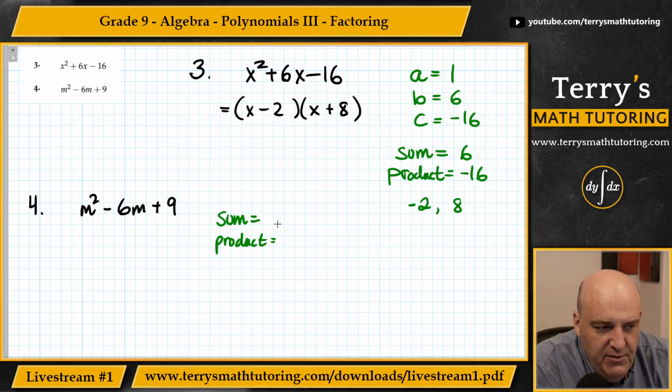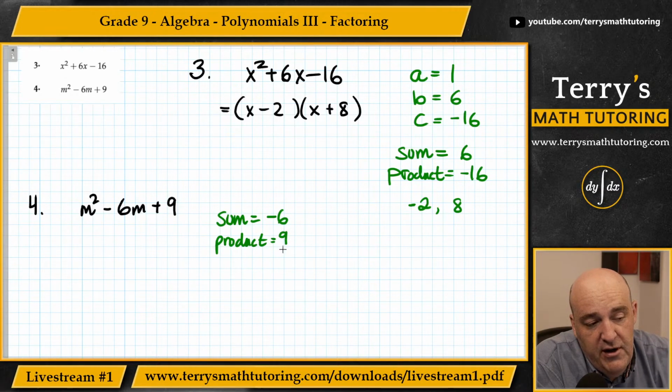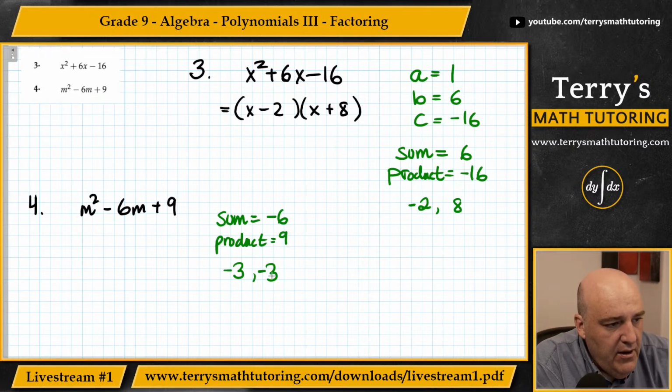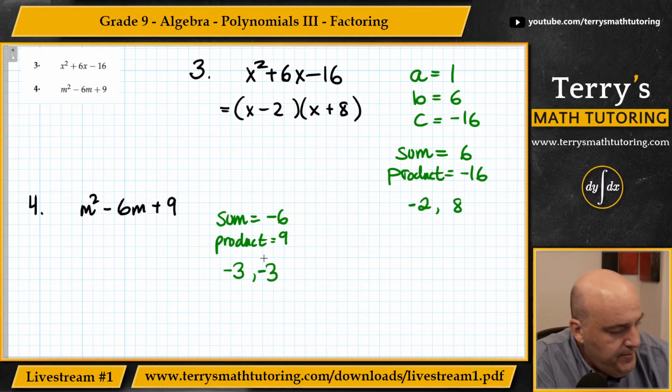So the sum needs to be B, right? So the sum needs to be -6. And the product is A times C. 1 times 9 is 9. So the only ways to multiply to 9 is 9 times 1 and 3 times 3. There's no way to get a 6 with 1 and 9, so we have to use 3 and 3. Notice that the product is positive. That means both numbers are positive or both are negative. And since we want a sum to be negative, I think there's no other choice that both of them be negative. And that actually works.